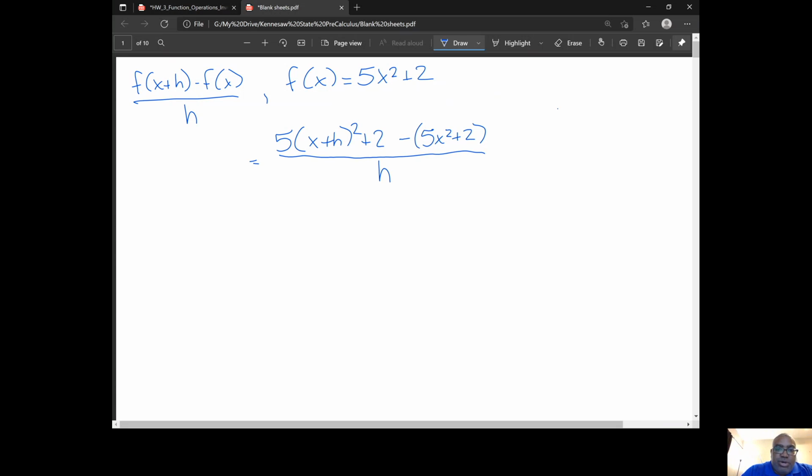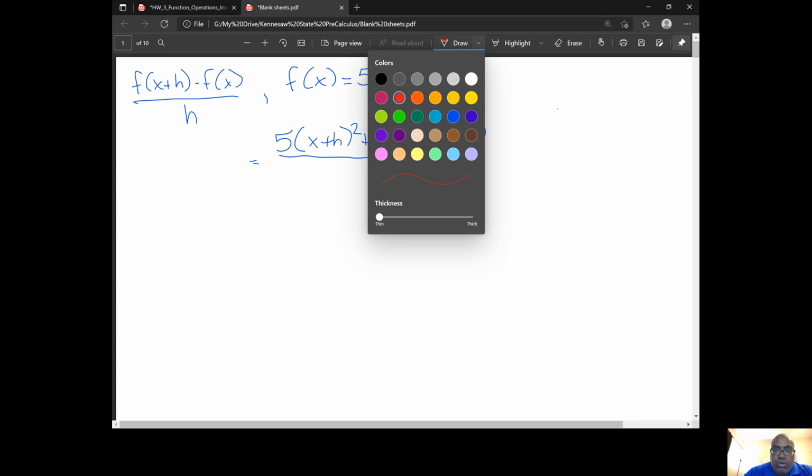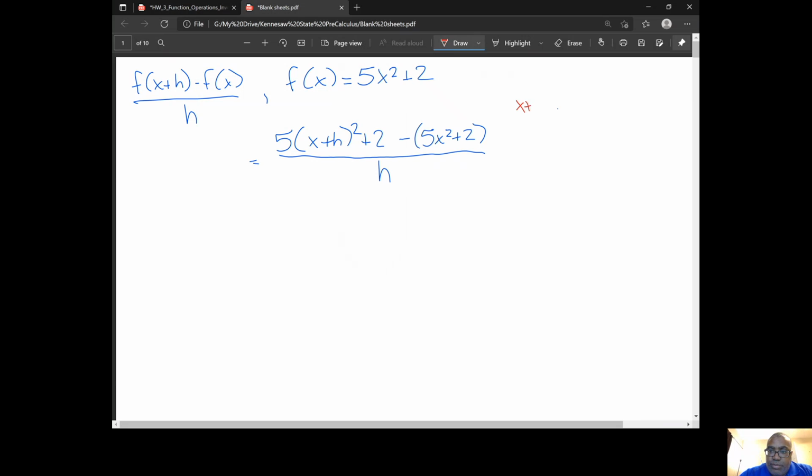So what I essentially did was, with the f of x plus h, I substituted in x plus h into this function. In the function f, put in x plus h instead of just x. And then f of x, I just subtracted that. So we're going to be subtracting the entire thing. Okay, so x plus h squared is x plus h times x plus h. We can FOIL that, and that would give us x squared plus 2xh plus h squared.